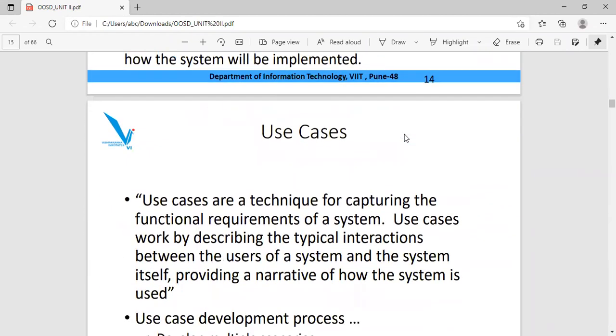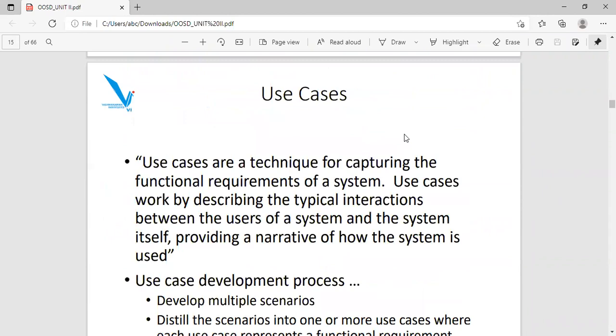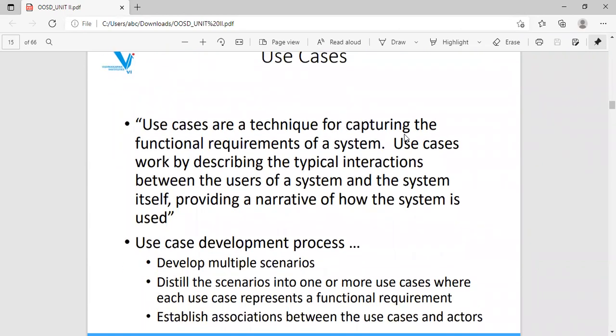Up to this point, we have already seen this in our unit number 1. Now let's start with a new concept, which is called a use case. Basically, use cases are a technique for capturing the functional requirements of a system, where use cases work by describing the typical interactions between the users of a system and the system itself, providing a narrative of how my system is used or how my system is going to interact.